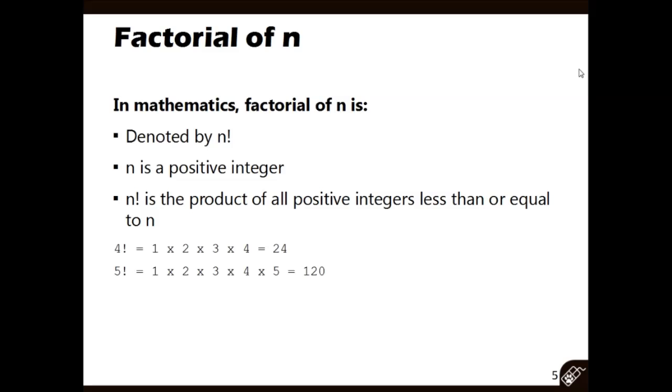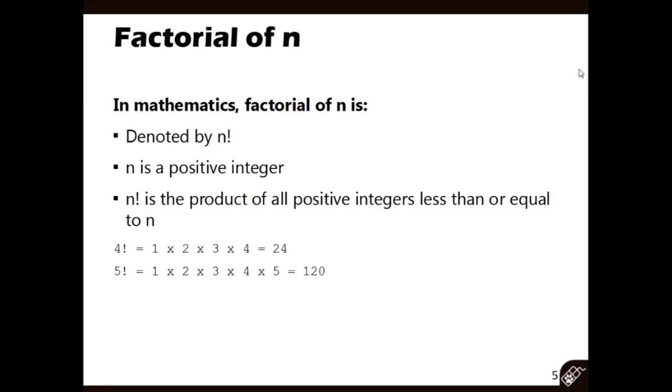They will show you what it actually means. So 4 factorial would be 1 times 2 times 3 times 4, which is 24. 5 factorial, again, is 1 times 2 times 3 times 4 times 5, which is 120. So in theory, it's very simple. All you have to do is keep on multiplying until you get to the number that was given to you by n.